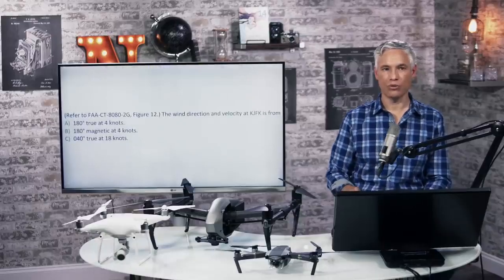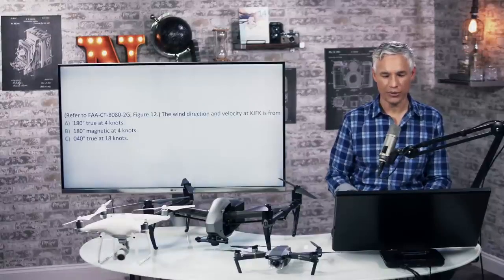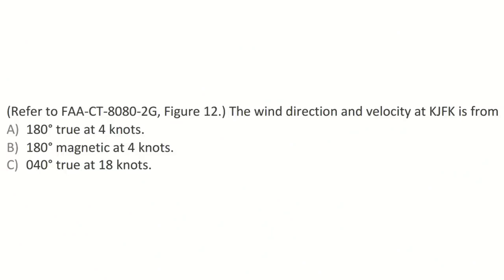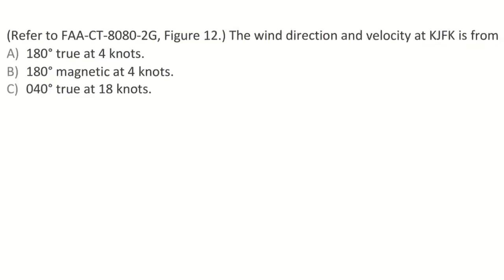Here's an example of a test question where you might get asked about this. The wind direction and velocity at KJFK is from, and then you'll look at that report and you'll have to be able to figure it out.